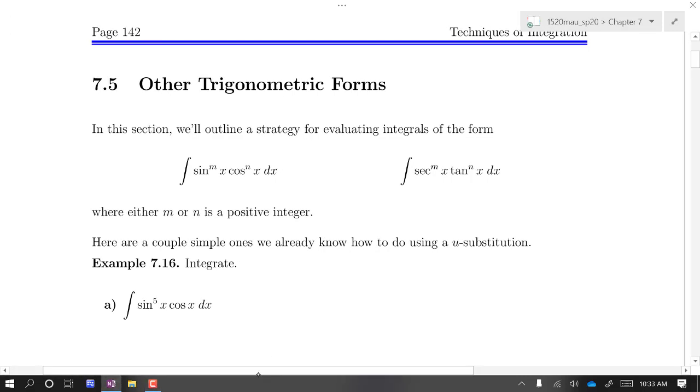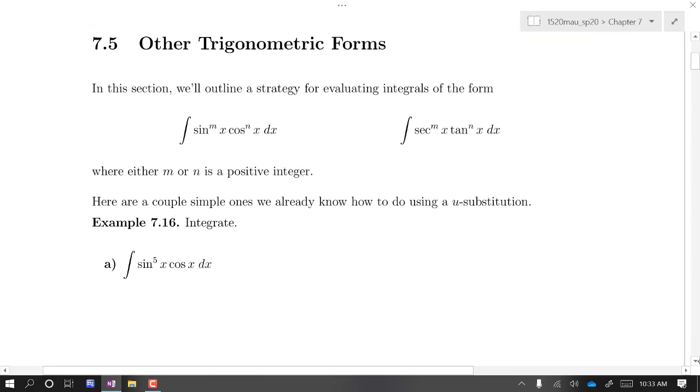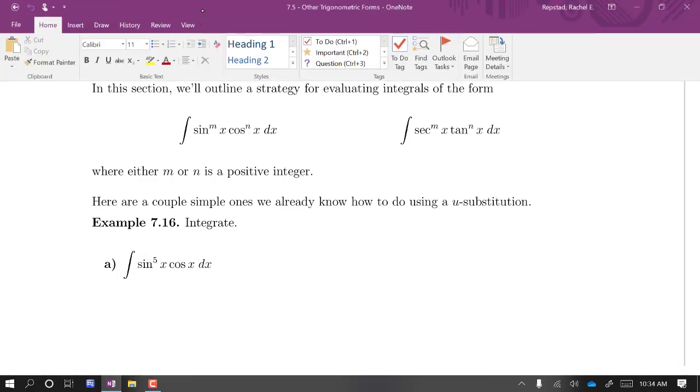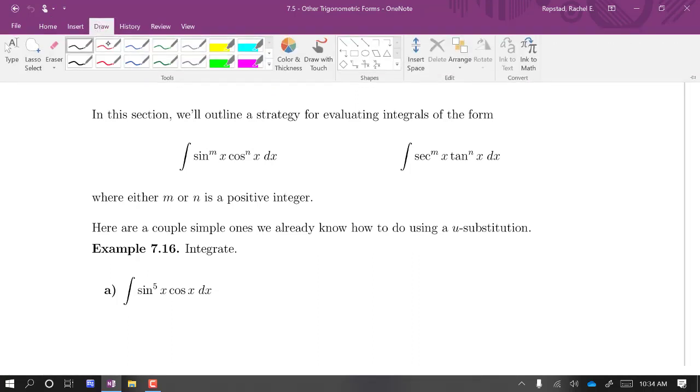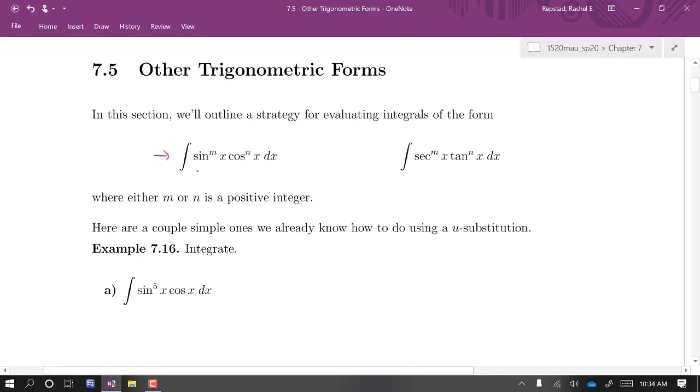In the last section we looked at some of the basic trig forms, essentially reversing those derivative formulas we already knew. In this section, we're going to look at other trig forms, and learn a strategy for how to approach integrals in one of these forms, like powers of sines and cosines, or powers of secants and tans. And I should mention that the strategy that works with powers of secants and tans would also work with powers of cosecants and cotans.